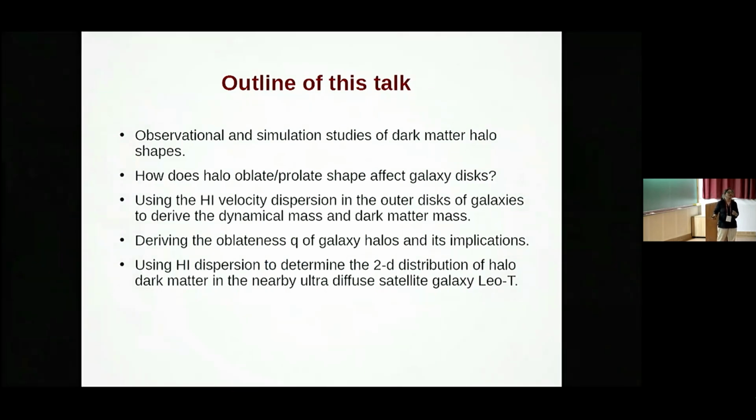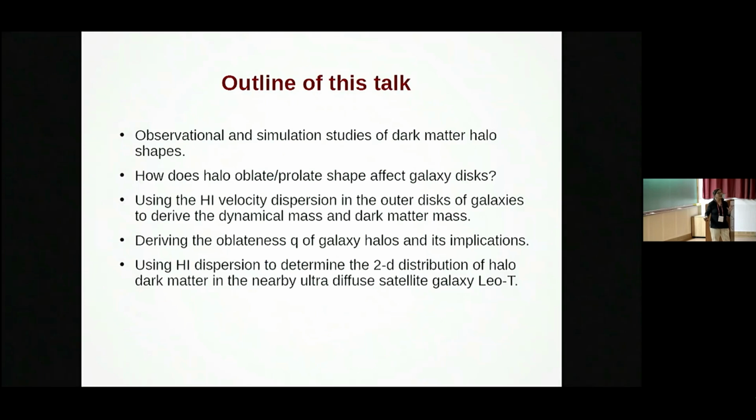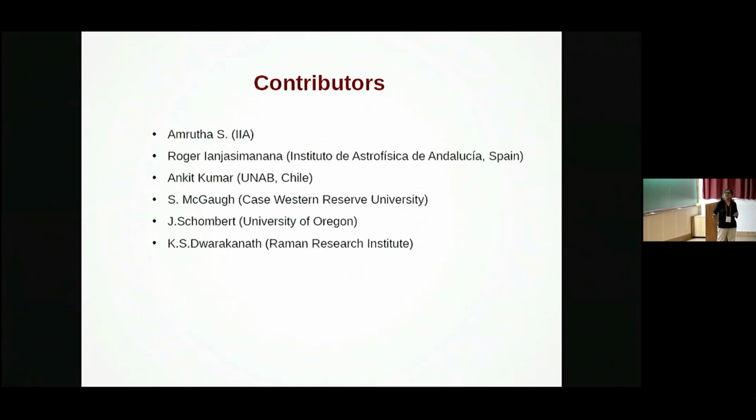Now, this is the quick outline of my talk. Initially, I'll talk about the observational and simulation studies of dark matter halo shapes. And then I'll talk about how oblateness or prolateness affects galaxy disk dynamics. And then I'll go on to the three projects where I've tried to explore the dark matter halo shape and dark matter halo distribution using neutral hydrogen velocity dispersion.